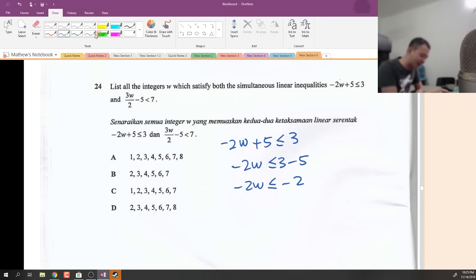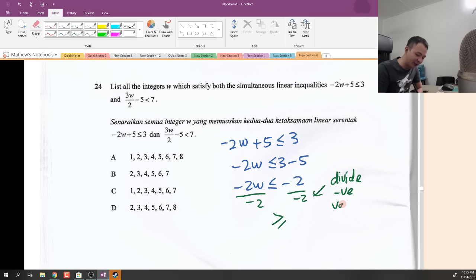Now pay attention. If I want to move my negative 2 to the other side, I divide both sides by negative 2. Whenever you divide by a negative value, you need to change the direction of the symbol. Remember this one. So negative 2 divided by negative 2, I got 1. This side I got w. So w is bigger than or equal to 1.